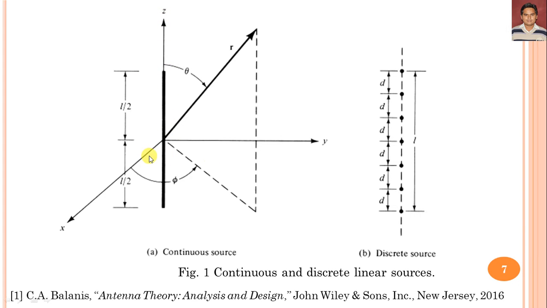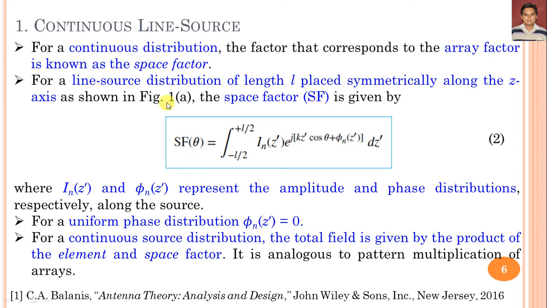In that case we need to calculate the space factor, and this space factor we can calculate by using this expression, which exists along minus L by 2 to plus L by 2, the integral of I n z dash e to the power j k z dash cos theta plus phi n z dash into d z dash. Here the two important factors are I n z dash, the amplitude distribution, and phi n z dash, the phase distribution along the source.